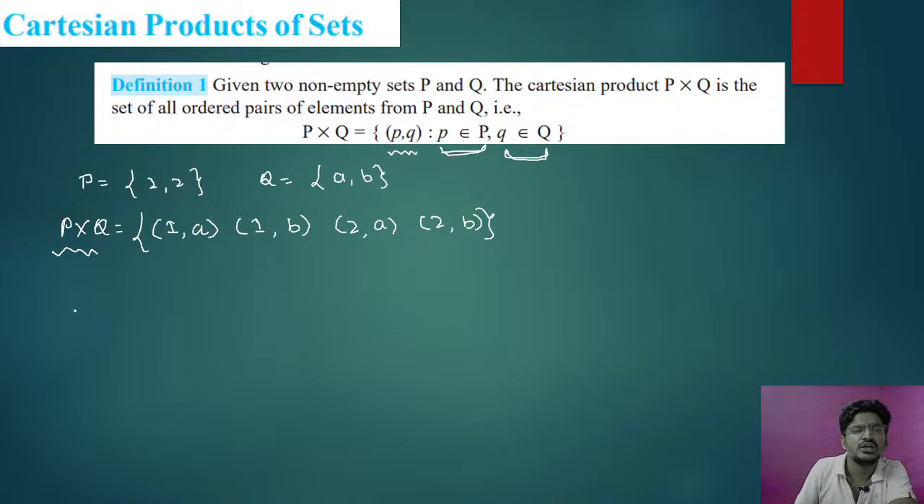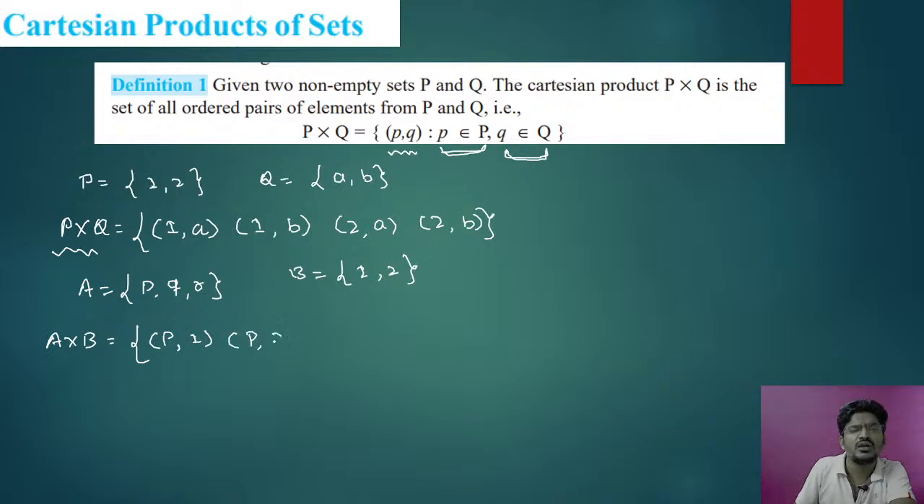Have you understood this? Suppose now I take A as a set with elements p, q, r, and B is a set with elements 1 comma 2. Now what is your A cross B? See how to write. A cross B means ordered pairs. The first element is from the first set, the second element is from the second set. So that will be p comma 1. Next what will it be? p comma 2. Next, q comma 1. Next it will be q comma 2. Next what are you going to write? r comma 1 and r comma 2.